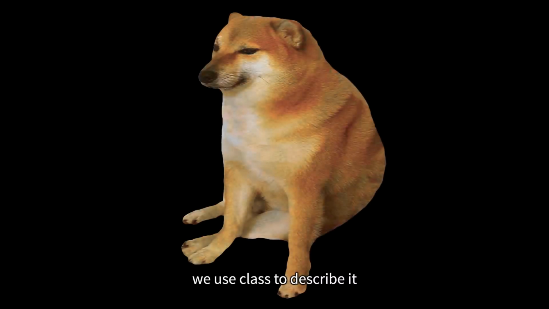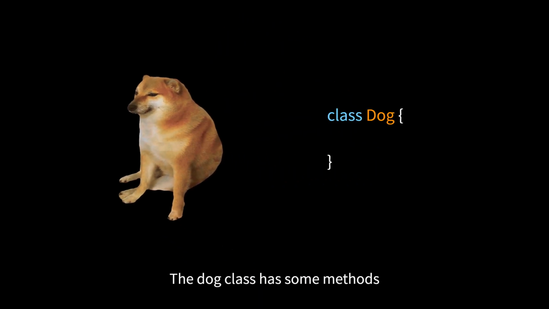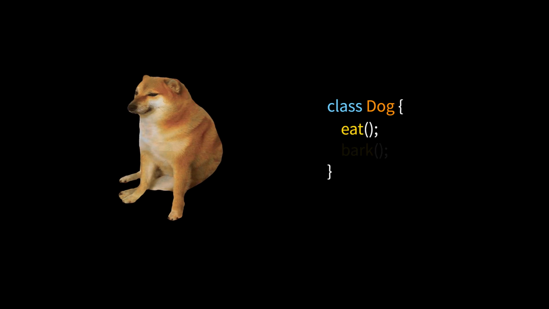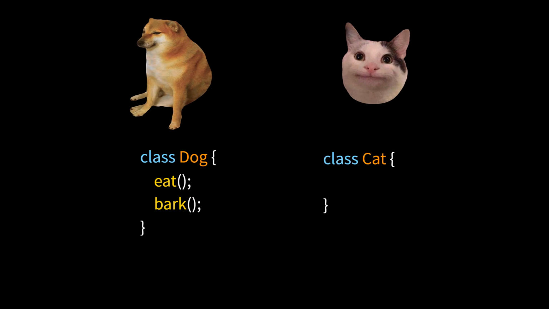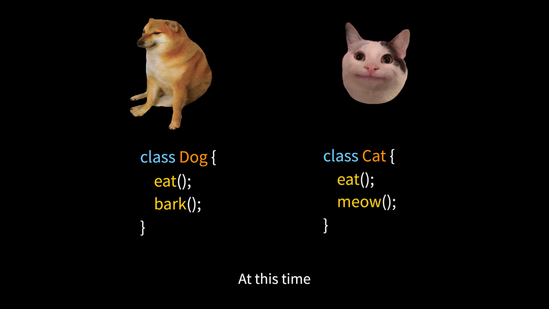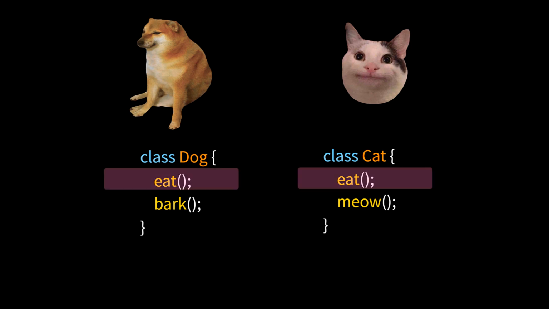A dog, we use a class to describe it. The dog class has some methods such as eat, bark, etc. Then there is a cat, so we create another class, cat. It also has some methods such as eat, meow, etc. At this time, we will find that these two classes have the same eat method, that is, the same function.